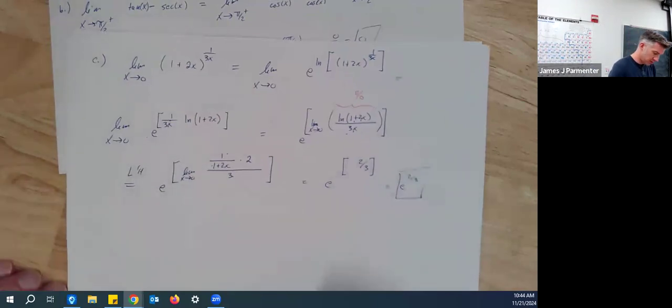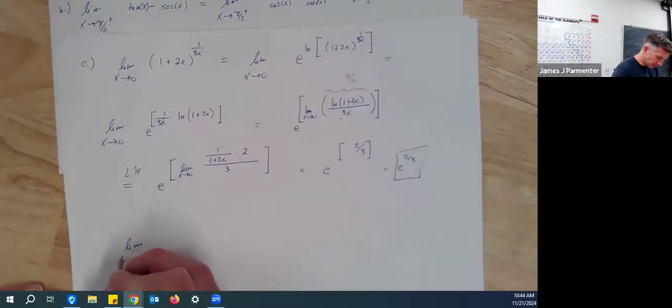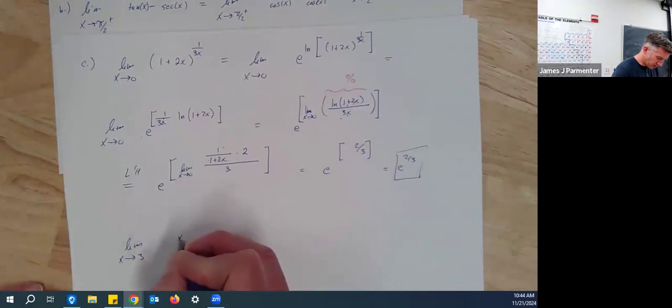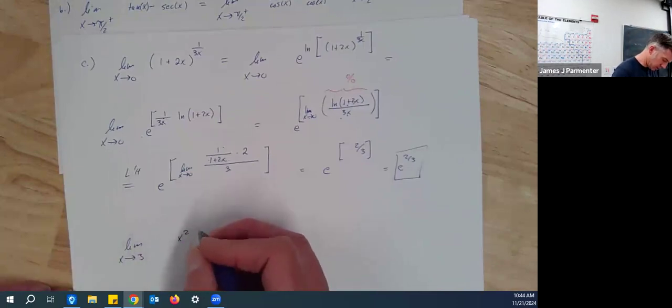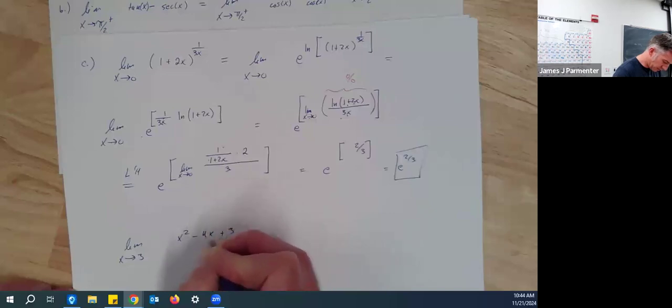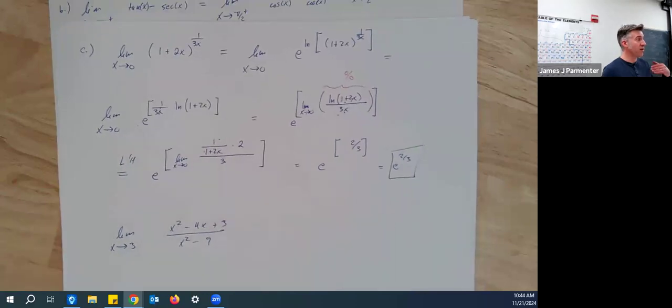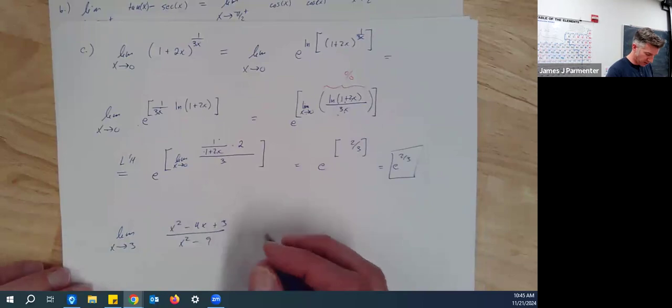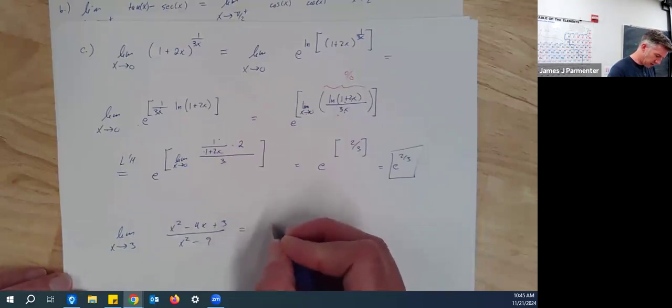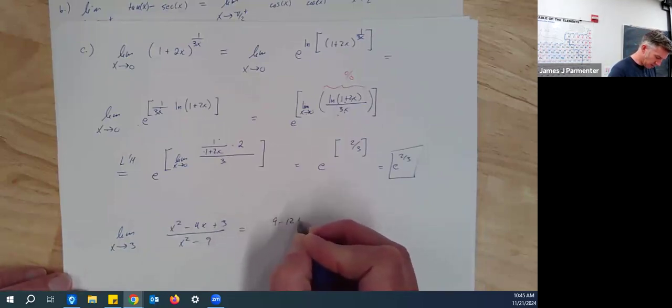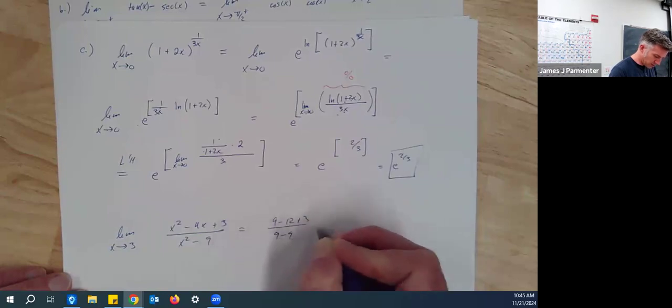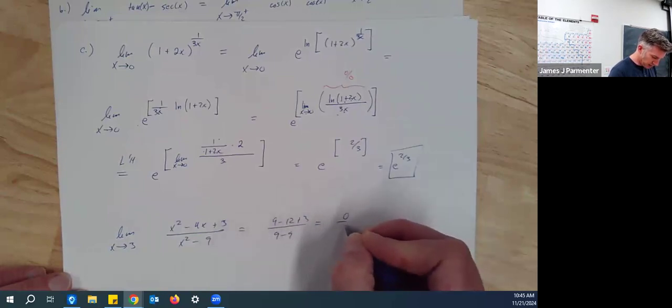Here's another example. The limit as x approaches 3 of x squared minus 4x plus 3 over x squared minus 9. If we plug in 3 right now, that is certainly going to be 0 divided by 0, assuming I've done things correctly. Let's check. Plugging in 3, we get 9 minus 12 plus 3 over 9 minus 9, which is certainly 0 divided by 0.